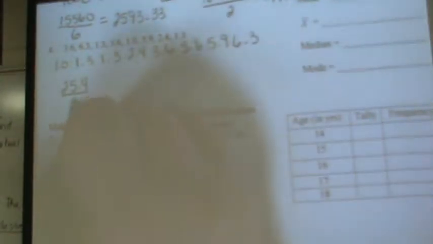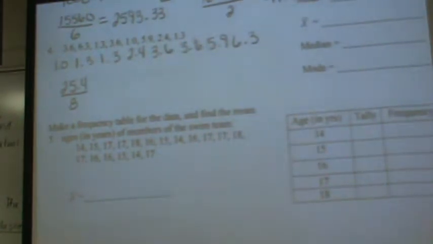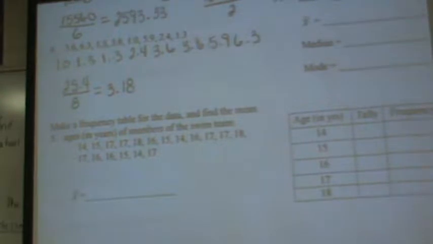So when we find our average, we're going to add up all of these numbers and divide by 8. When we add these up, we get 25.4. And again, we had 8 numbers in our set, so we're dividing by 8. So we have 25.4 divided by 8. And we get 3.18. Again, rounding to the nearest thousandth. So our average, or our x bar, is 3.18.